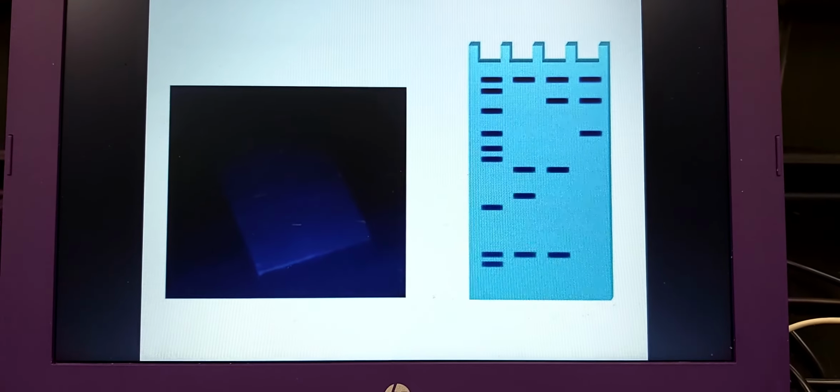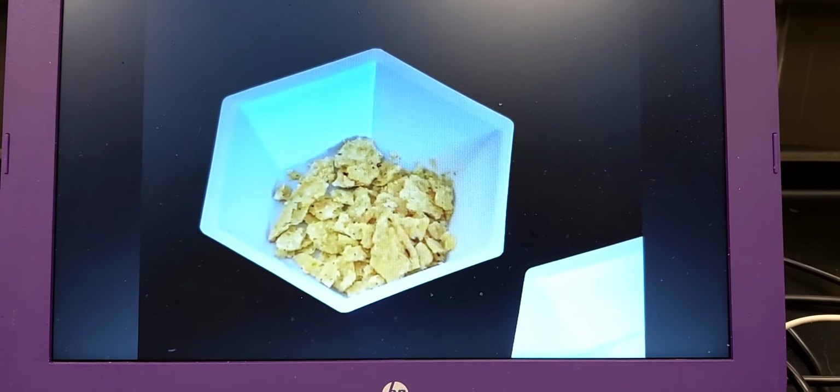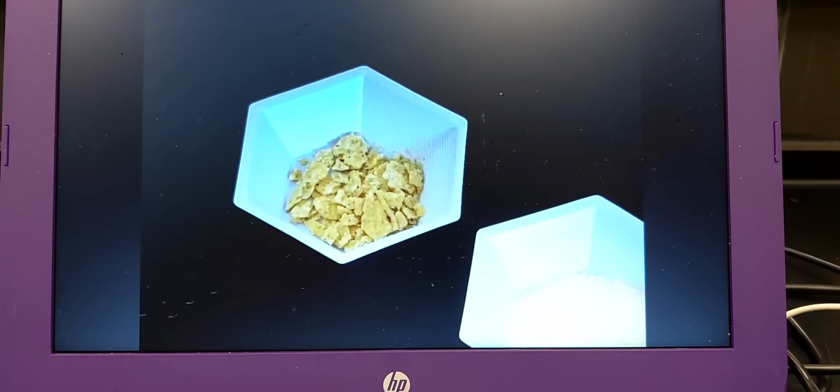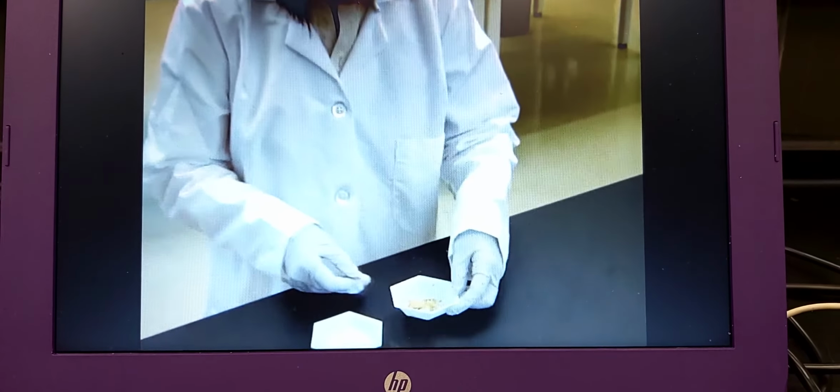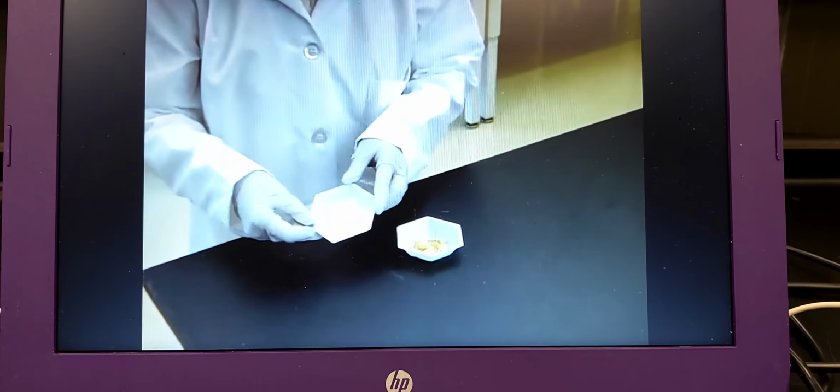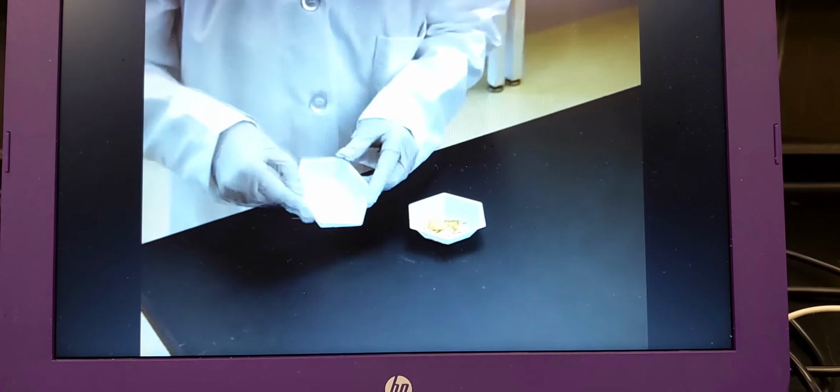After electrophoresis, gel staining helps visualize separated DNA bands. Now that we are familiar with the principles behind GMO detection and the use of PCR and electrophoresis for GMO identification, let's take a look at how this can be carried out in the laboratory.